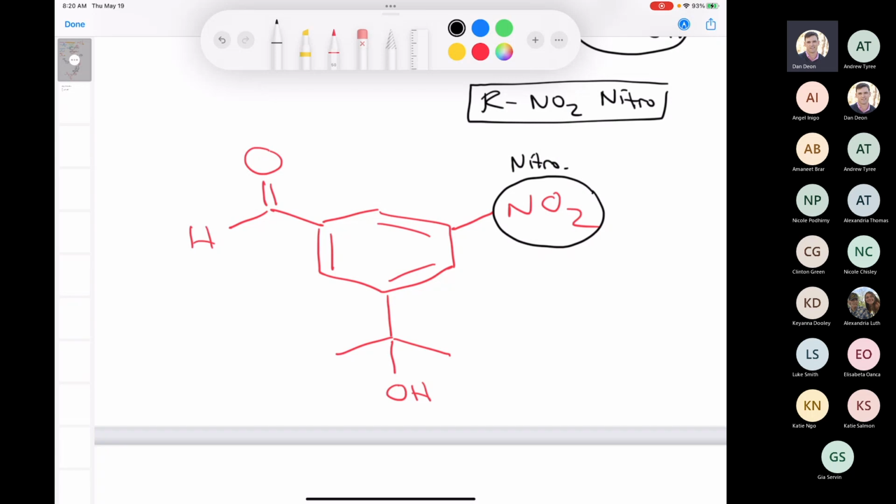But there are 3 more functional groups in here. Could anybody identify any of them? Again, don't hesitate to unmute your mic. I think we're in the right vein here. Can anybody identify any other functional groups in here besides an aldehyde?